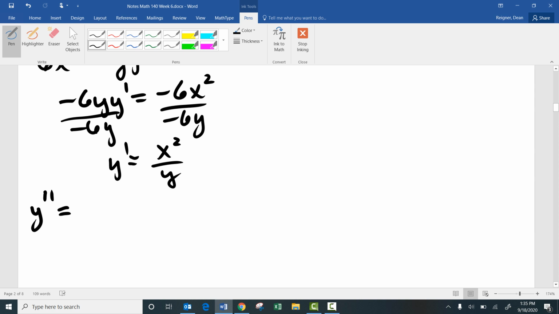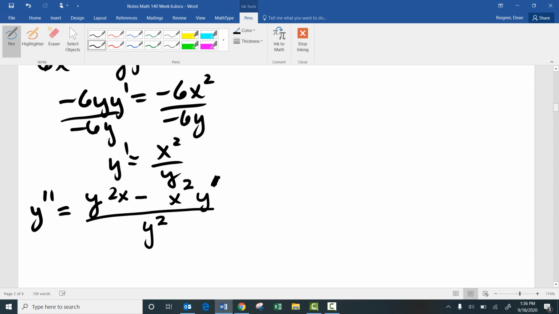So now you look at this, how are we going to take the derivative of that? Well, that's going to be the quotient rule. So the quotient rule, you start with the bottom guy, derivative of the top, 2x, minus top guy, derivative of the bottom. The derivative of y is y prime, all over bottom guy squared. So this is a y prime right there. So now you can see our second derivative has x's, y's, and a y prime.